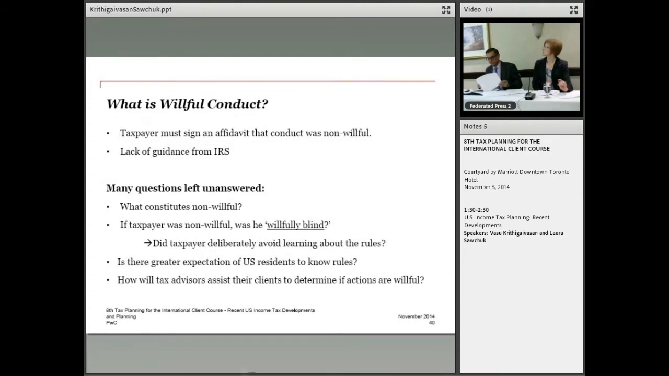What about willfully blind? The IRS will also look to see, you can say that you were non-willful in your conduct, but should you have known? So are you deliberately, as a U.S. person, avoiding learning about the rules? Because the IRS would then say that, well, you're willfully blind and you should have known better.